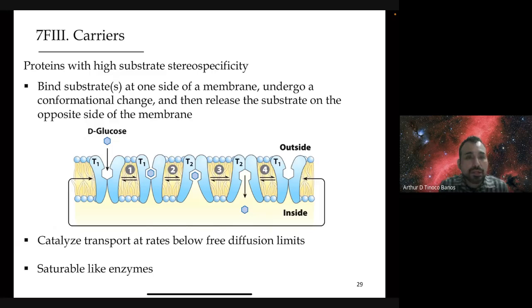All right, but here we have an example of carriers, so proteins with high substrate stereospecificity. They bind substrates at one side of a membrane. Okay, so here's a representation of a glucose transporter.